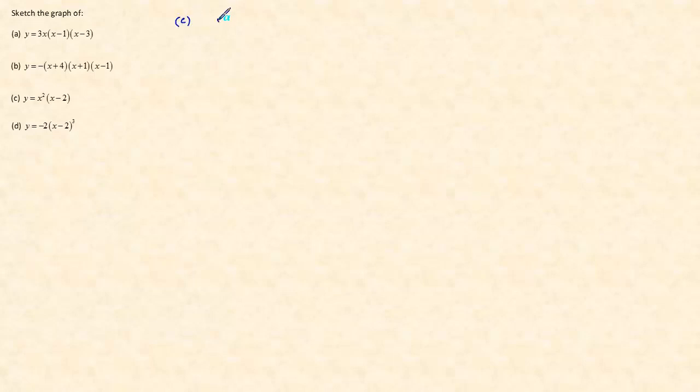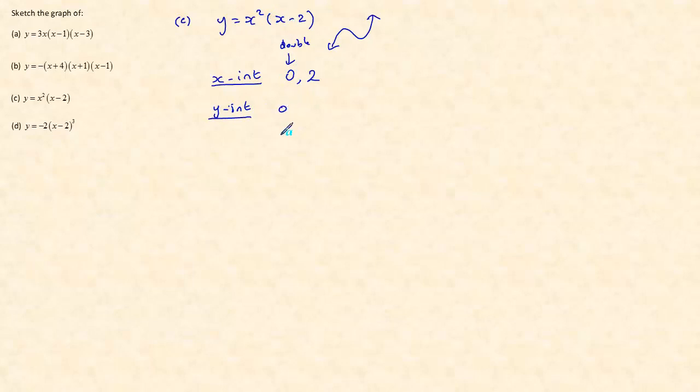So in part C we have y is equal to x squared (x minus 2). If we expand out we get 1x cubed, so that tells us the shape is like this. So if we think about the x-intercepts, so clearly there's going to be a double root at 0, so that one's going to be a double, and that means there'll be a turning point there, and 2. And our y-intercept is going to be also at the origin, just when x is 0. So we know that's going to happen at the origin.